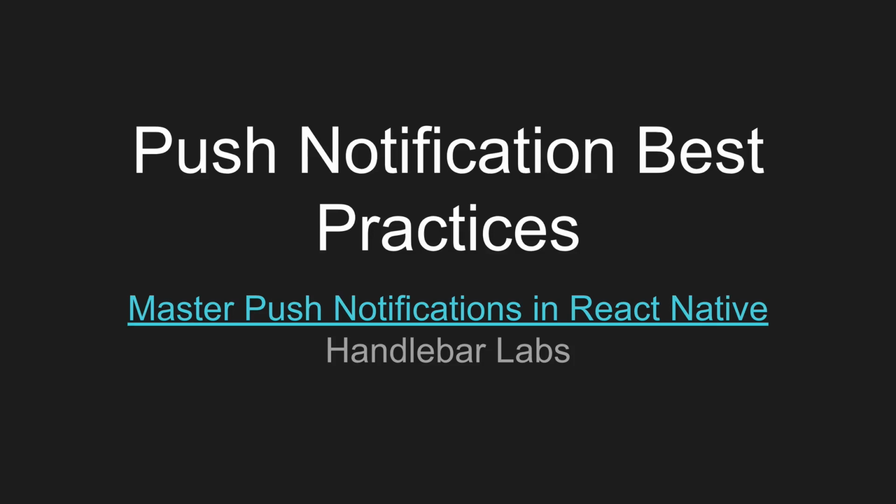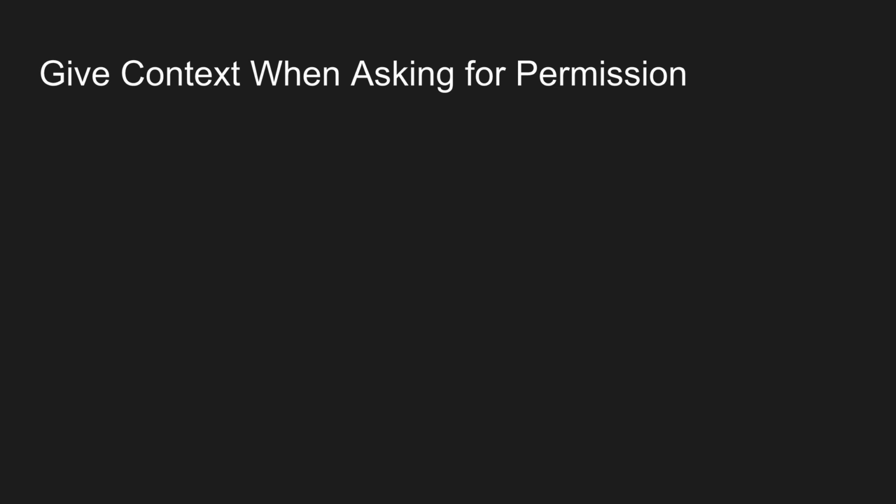Before diving into actually writing code, doing everything associated with writing an application, let's take a high-level overview of some of the best practices we'll be implementing and why we'll be implementing them throughout this course. So, best practice number one is give context when you're asking for permission to send push notifications.